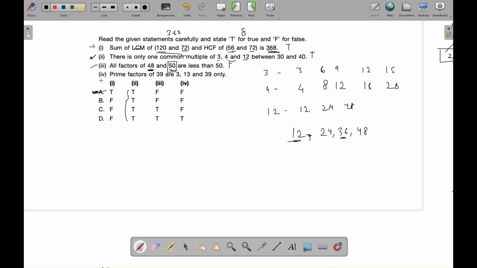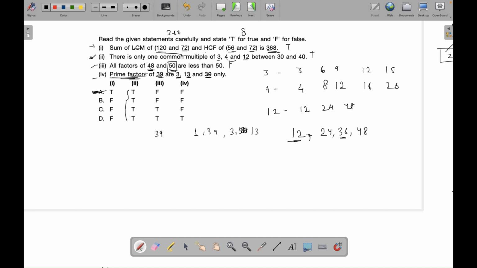Okay. The fourth question. Prime factors of 39 are 3, 13 and 39. Again, we don't have to solve this. The question says prime factors of 39. Right? And then it says 3, 13 and 39. So 3 is a prime number, 13 is a prime number and 39? Is 39 a prime number? No. Why? Because if you write the factors of 39, it will be 1 and 39, so these are one factor pair, and then 3 and 13, another factor pair. So it has more than two factors. So that is why it is a composite number.